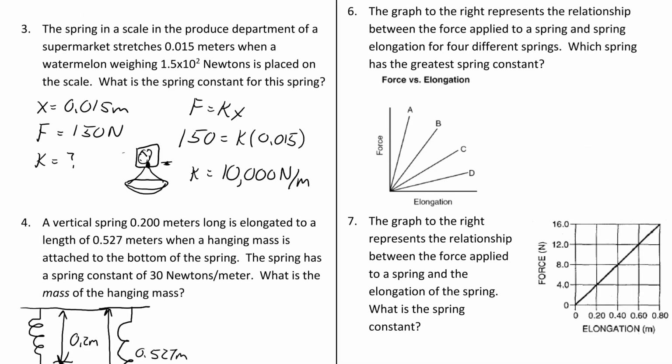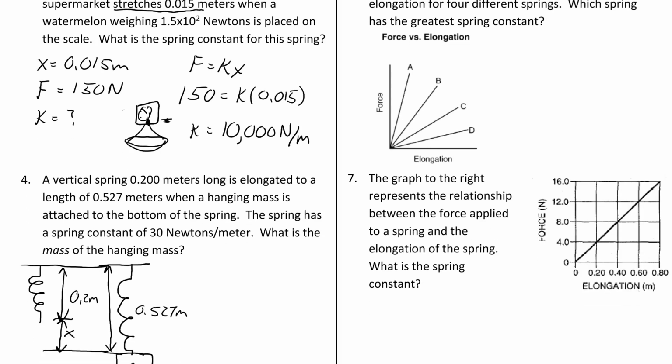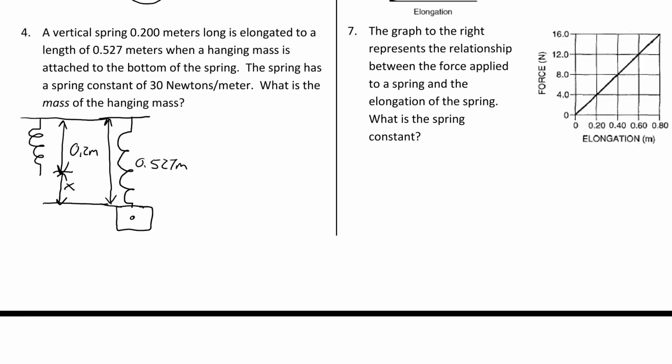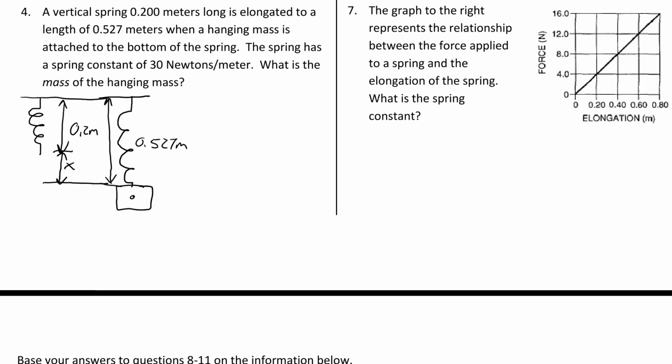They're not always going to tell you. In the previous one, they said that it stretches 0.015. They're telling you x stretched by this far. Okay? They could ask it a different way, though. They could say it's originally 0.2, then it goes to 0.527, and they don't even ask. They didn't even ask you to find x first. They assume that you know how to do that.